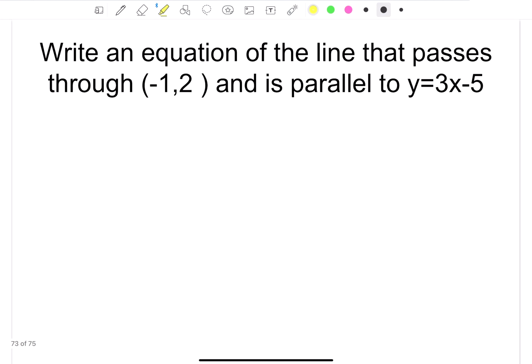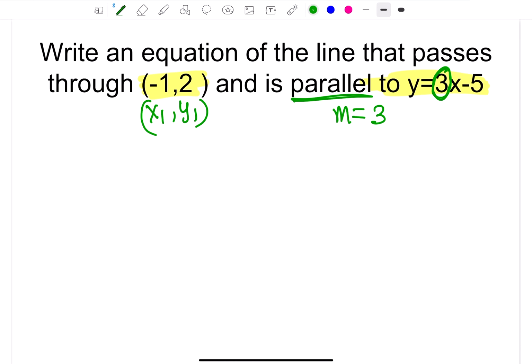Write an equation of the line that passes through negative 1, 2 and is parallel to this line. So we're not really told the slope of the line directly, but we're given a line parallel to our line. So that means the slopes are going to be equal for those two lines. So the x1, y1 is a point on the line, and the slope of the line is going to be the same as this line because the lines are parallel. When two lines are parallel, their slopes are equal.